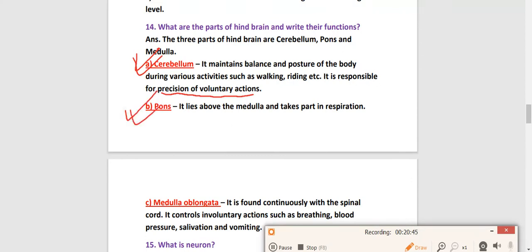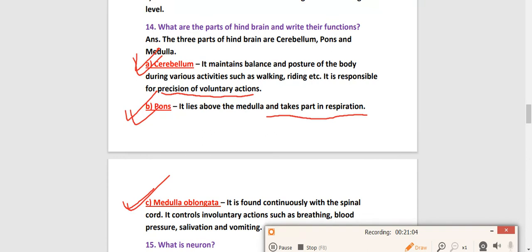Next we have pons. Pons lies above the medulla. Means after medulla, the pons can be seen in the diagram. And the main function of this pons is it helps in respiration, takes part in respiration. Next we have medulla oblongata. What is the function of medulla oblongata?